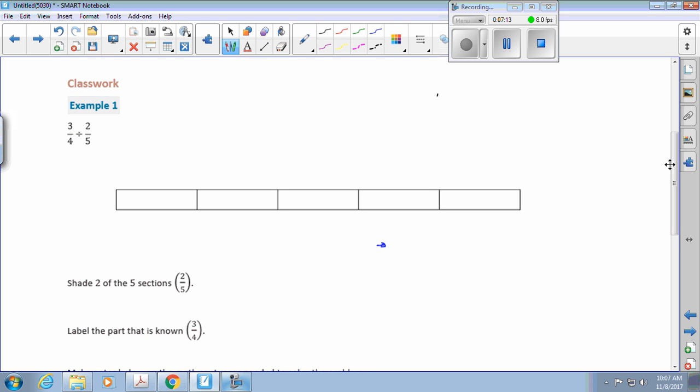Again, we're skipping the models. We're just going to go to copy dot flip. So, our first question here is 3/4 divided by 2/5. We're going to write an equal sign, and then we're going to copy the first number. We're going to keep the first number. In our mnemonic device, it says copy dot flip. What does dot mean? What operation is that referring to?